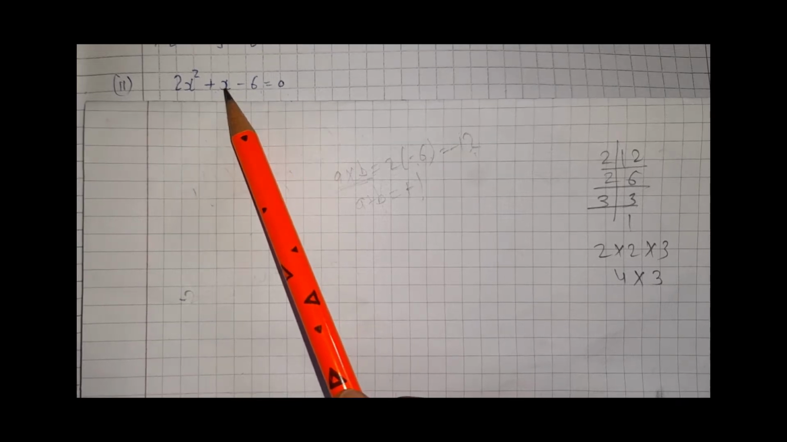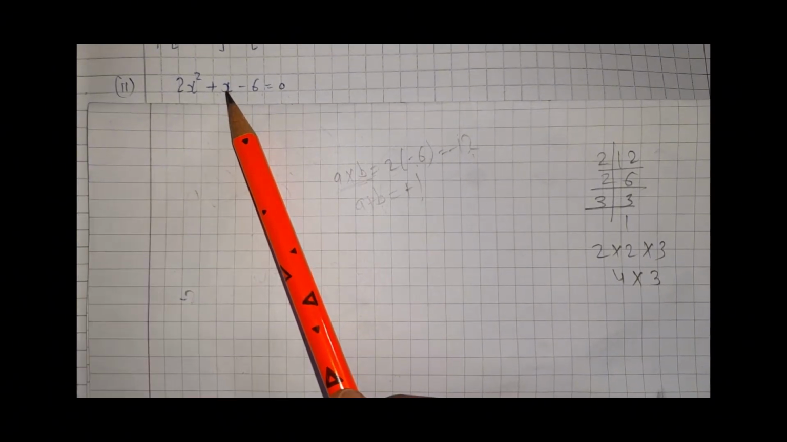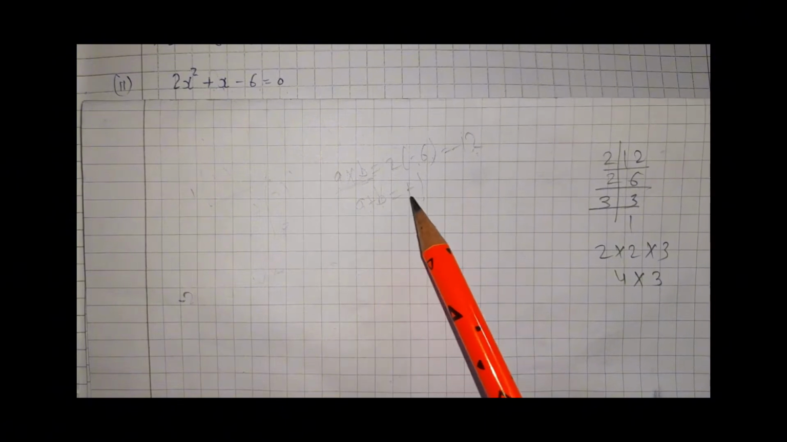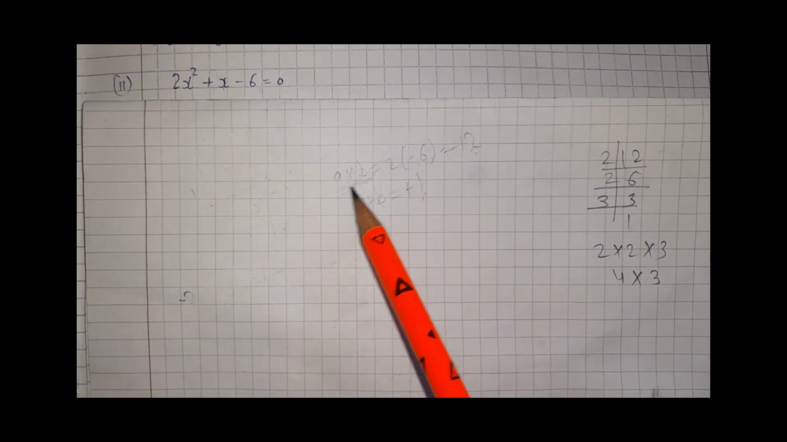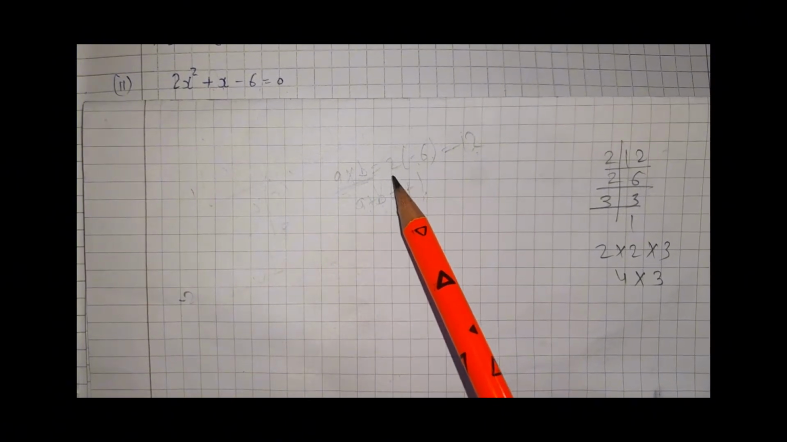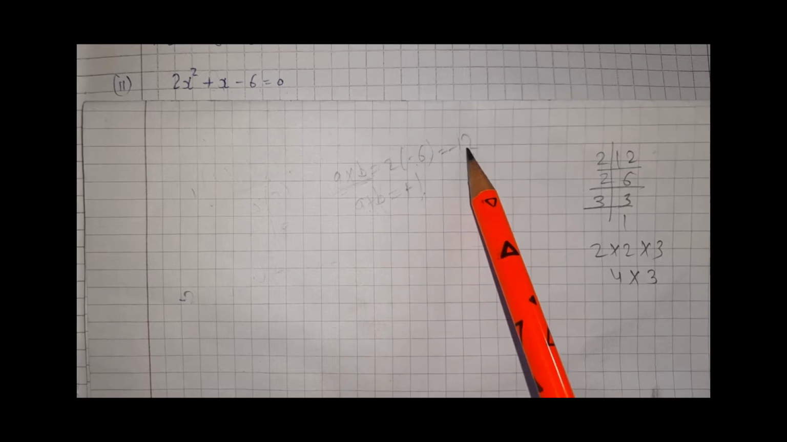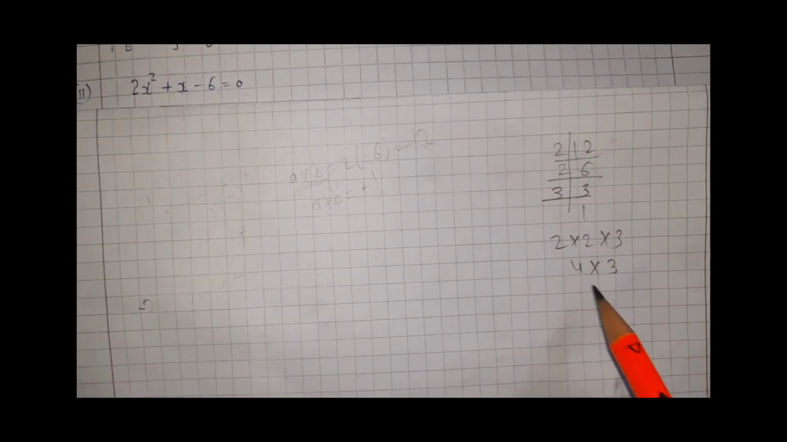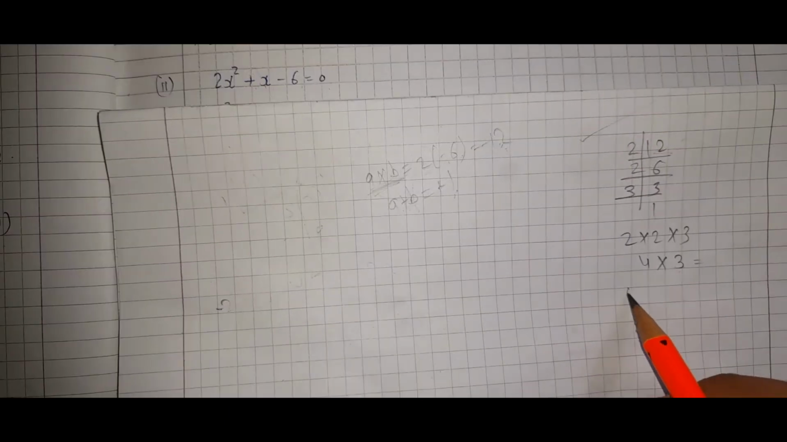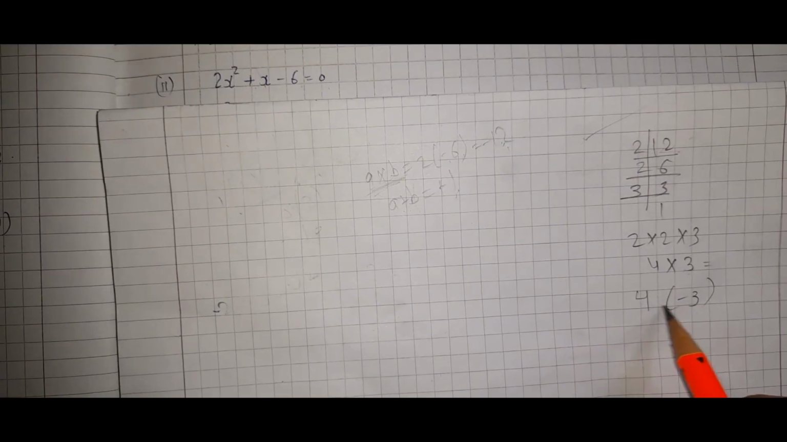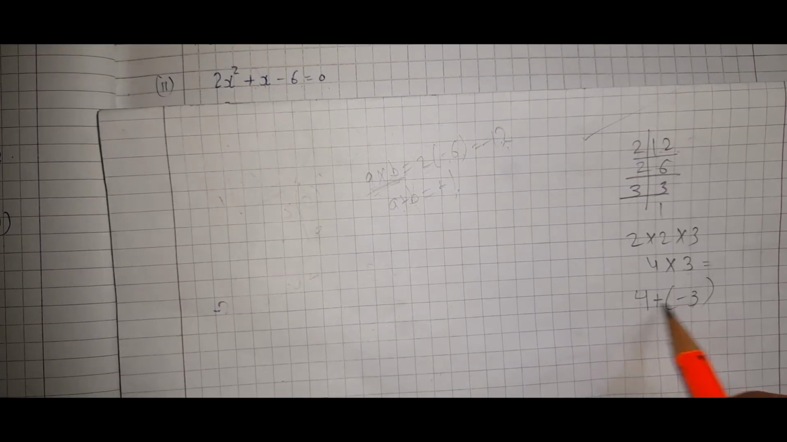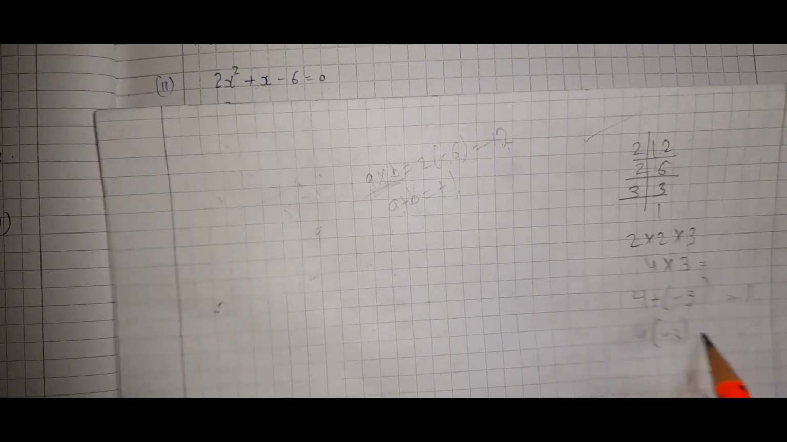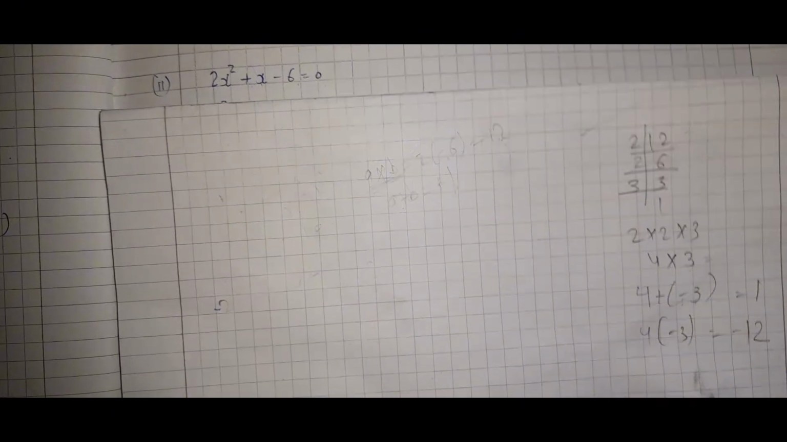In the second part, 2x squared plus x minus 6 equals 0. Now to find the value of x, we need two numbers such that after their addition we get plus 1, a plus b equals plus 1, and after their multiplication we get the product of the first and the last term, that is minus 12. So find the factors of 12: 2 into 2 into 3, that is 4 into 3. So 4 and minus 3 are the two numbers such that after their addition we have 1, and after their multiplication we have minus 12.